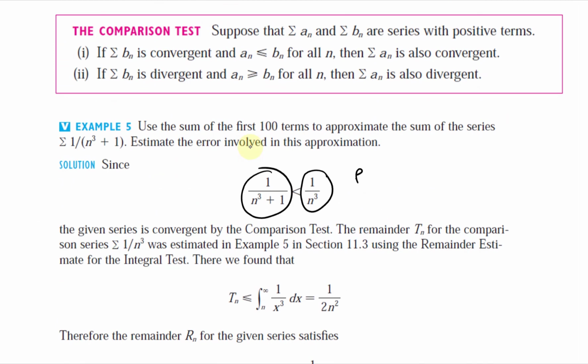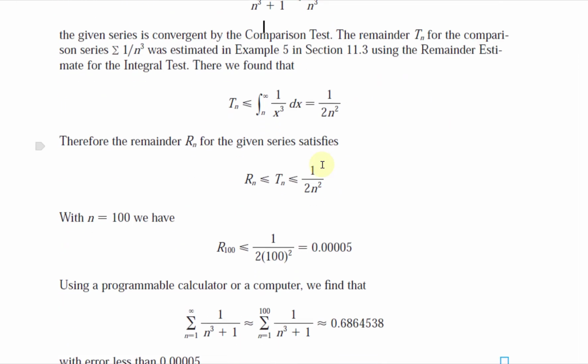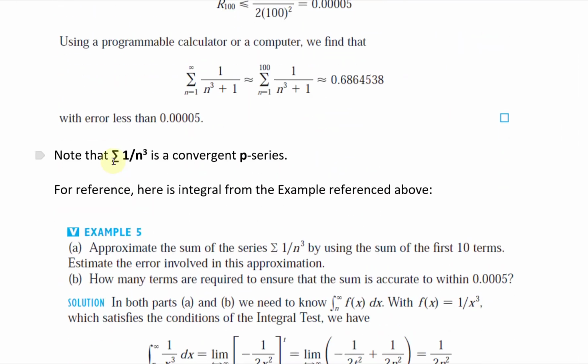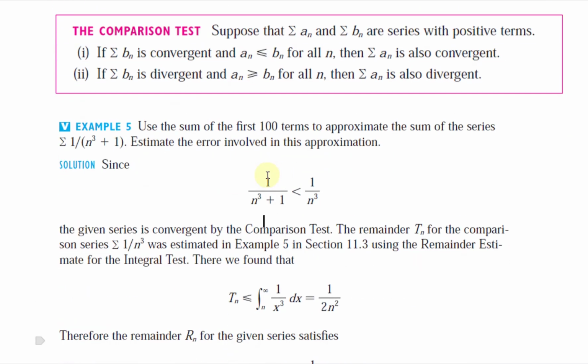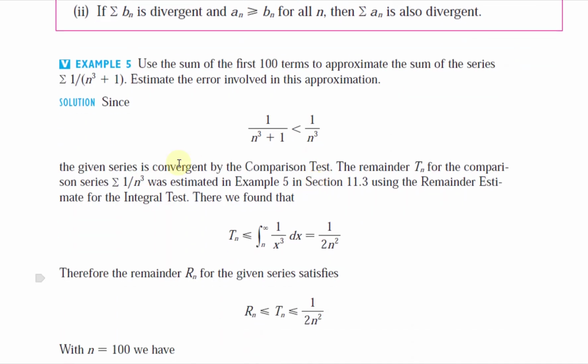This is just a p series, and this is convergent because p is greater than 1 there. So basically 1 divided by n cubed plus 1 is less than 1 divided by n cubed because you have this extra 1 there. You're dividing by a bigger number at all times. And note that 1 divided by n cubed is a convergent p series. Since the terms right here are smaller than this comparison one, the given series is convergent by the comparison test.